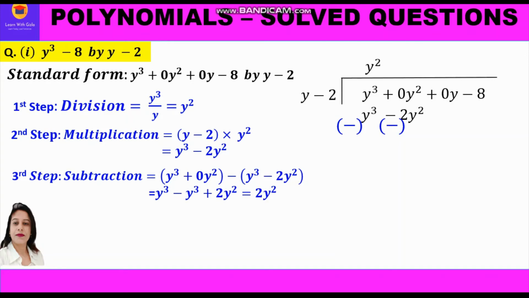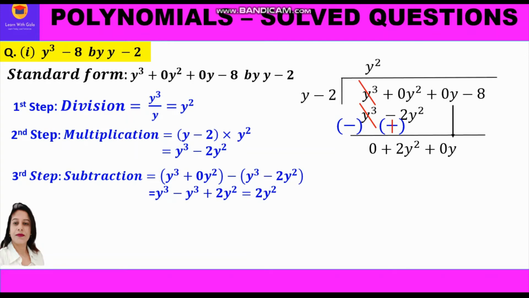So we shall first put a minus sign just below y cube minus 2y square, and then we will change the signs. The plus will become minus and minus will become plus. Now plus y cube and minus y cube will cancel, and 0y square plus 2y square will give 2y square. Now further we shall bring down 0y. Now we have an expression 2y square plus 0y. This we have to solve.